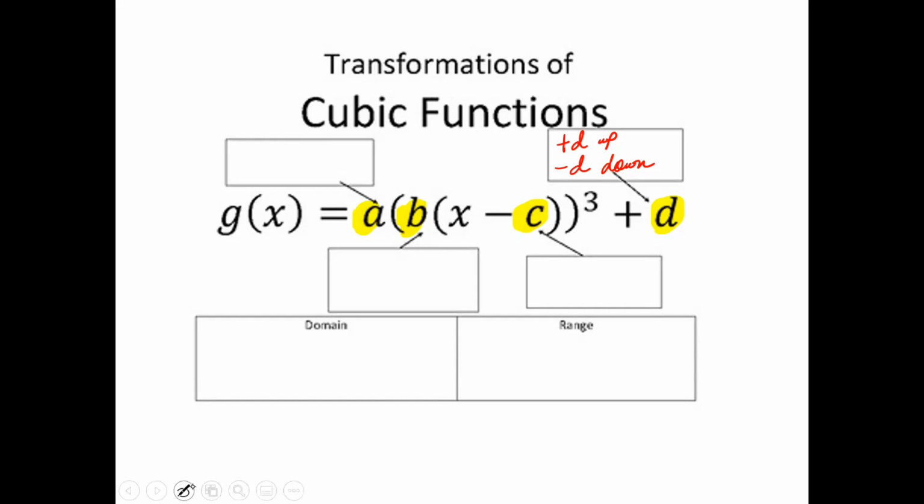Okay, then I'm going to take a look at C. So C, you got to be careful. It is going to be opposite, okay? So I'm going to put opposite with an exclamation point. If it's going to be a negative C, I know you want to think you're going to move to the left, but you're not moving to the left. You are going to move to the right. If it's a positive C, this is how many units you're going to move to the left. It's opposite.